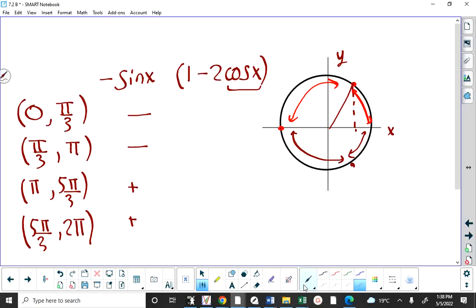By the way, I know this is really tricky, and you have a lot to learn from this example. I know that it has to change to positive because this was a critical number for that 1 minus 2 cos x.